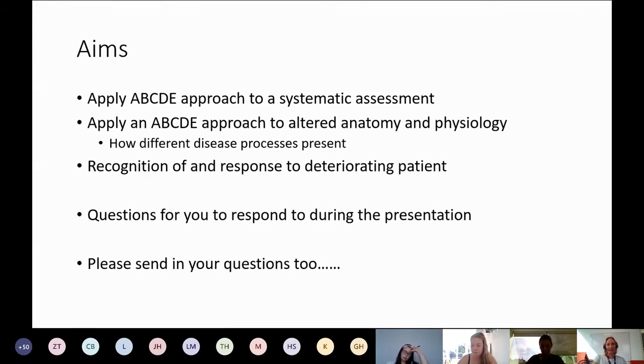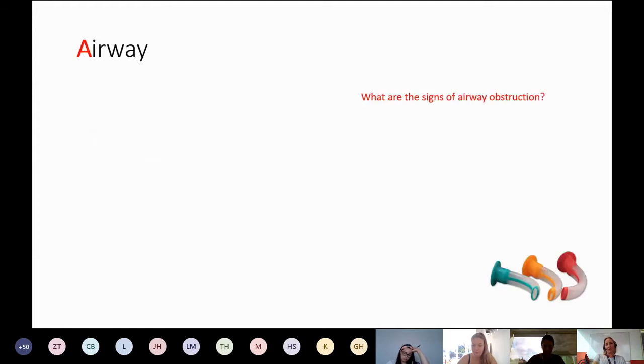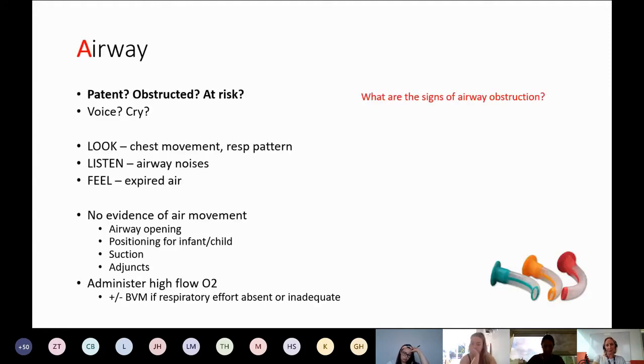Okay, lovely. So first of all, we're going to look at each stage. We're going to look at what we're assessing, how we assess it, and what signs will show that something's unusual. So we're looking, first of all, obviously A is for airway. So what do we want to know about an airway? We want to know if it's patent. If it's not patent, is it completely obstructed, or is it at risk of becoming obstructed?